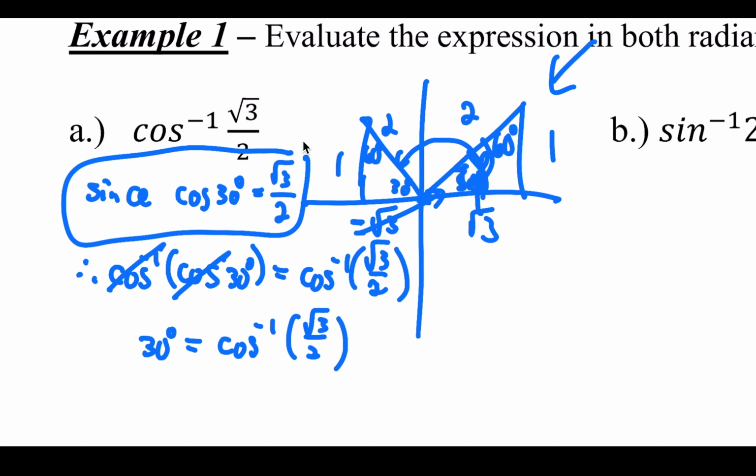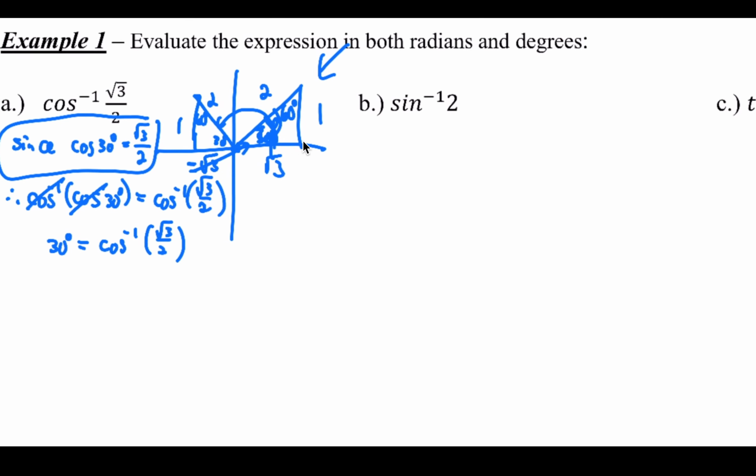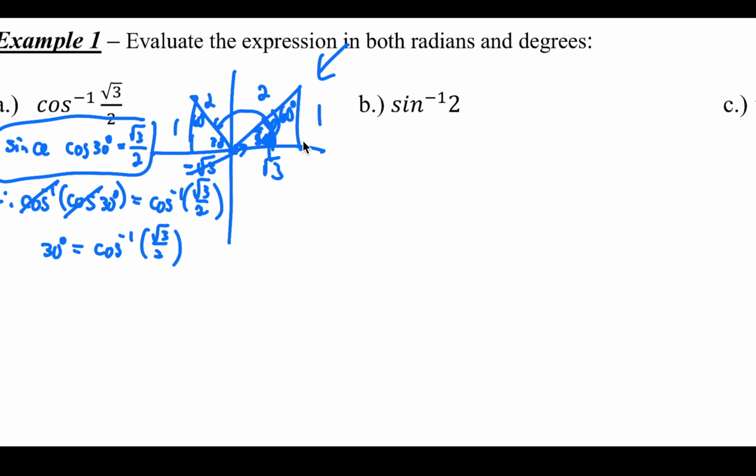Okay. All right, so that's the first one. Second one, letter B, says sine inverse of 2. Now, what you do is you think, okay, can I come up with a ratio of 2 for sine of any angle from the triangles that I've memorized?